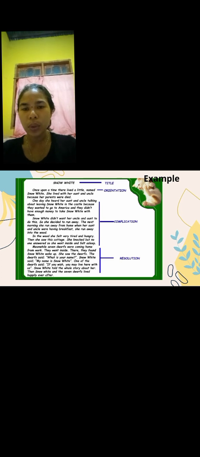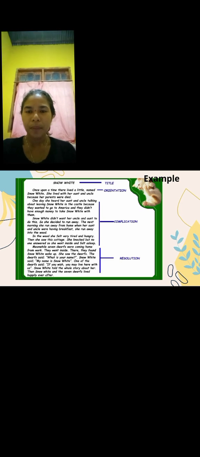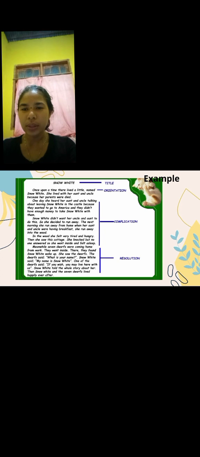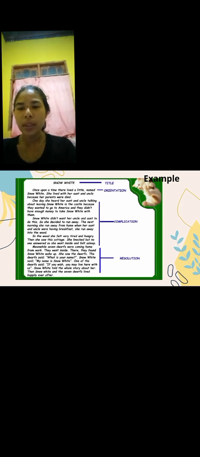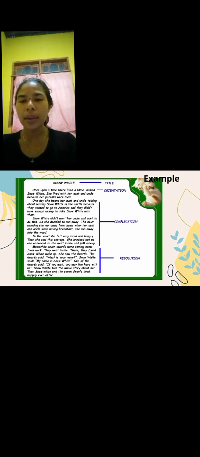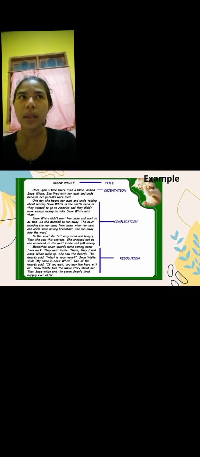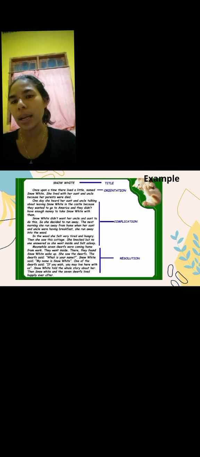Now, we look at the example. Here I choose the example with a fairy story because a fairy story is included in narrative text.